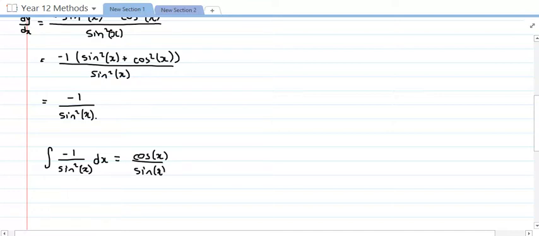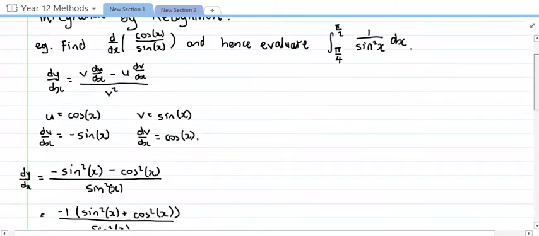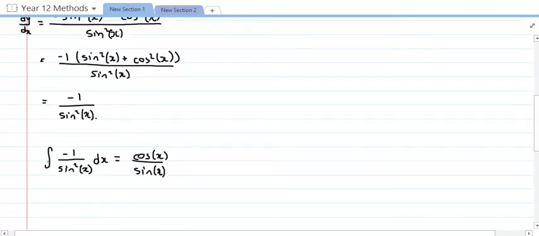Now, I could write the plus c and all that sort of thing, but this here had terminals. The terminals were pi on 4 and pi on 2. So I'm going to add those in. And when we anti-differentiate, I know that I just need to do that between pi on 4 and pi on 2. And I know that because in a definite integral, the constant term is going to cancel out.